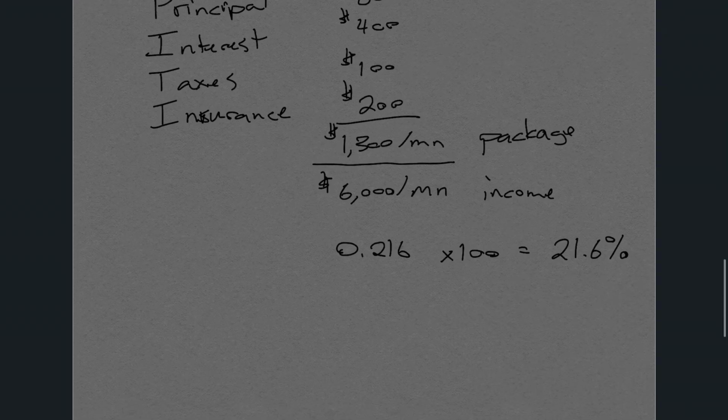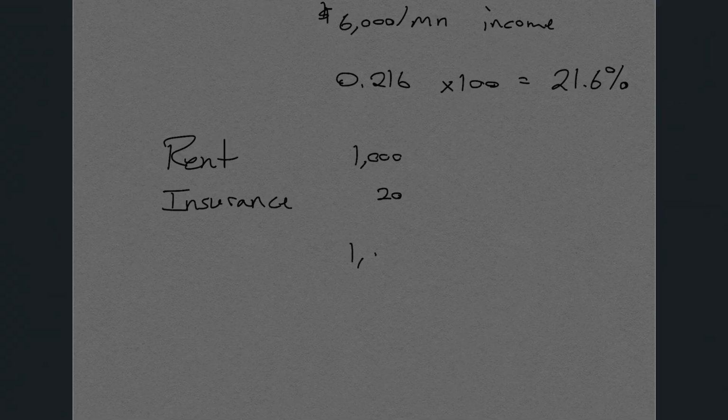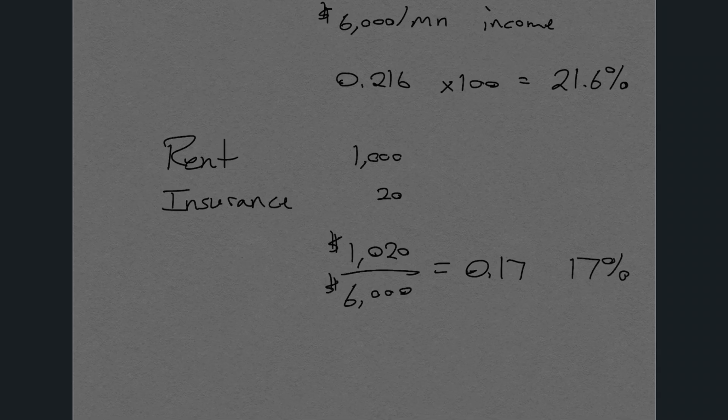Even if you don't have interest or taxes, you can simply take your rent and insurance, which if you don't have renter's insurance, I highly recommend getting it. Let's say that rent is $1,000 a month and your renter's insurance is like $20 a month. So renter's insurance is very inexpensive. So $1,020 a month. In the same scenario, divided by $6,000 a month income, that comes out to 0.17 or 17%. So even lower here.